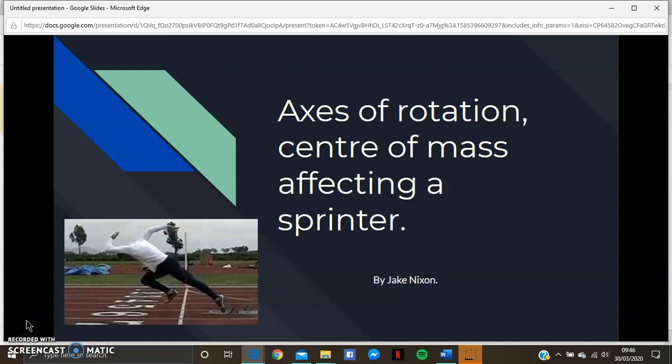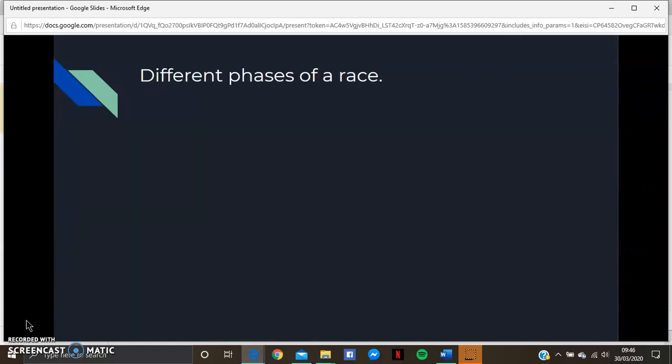So, axis of rotation and centre of mass that will affect a sprinter. To start with, we have to know about the different phases of a race. So during a race, there are 3 different phases.